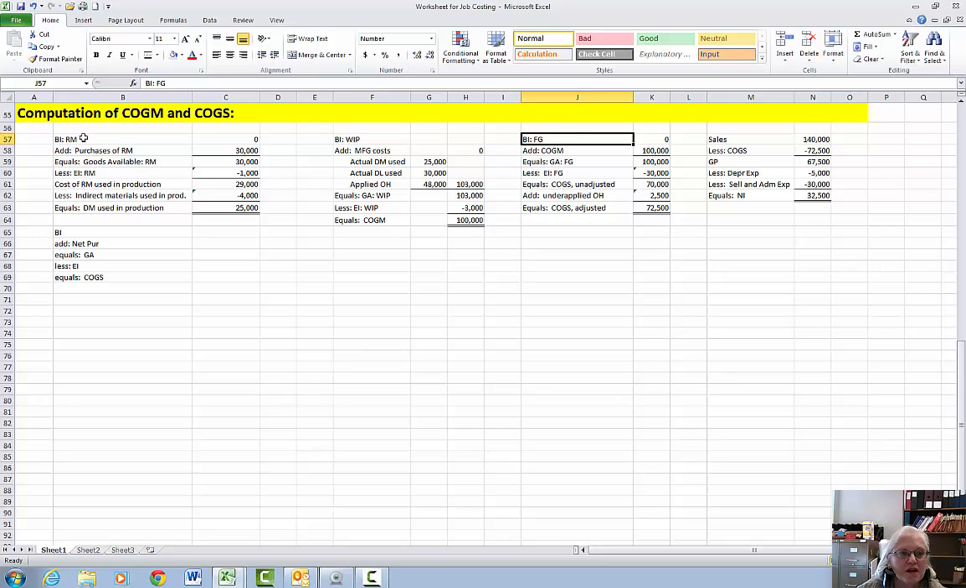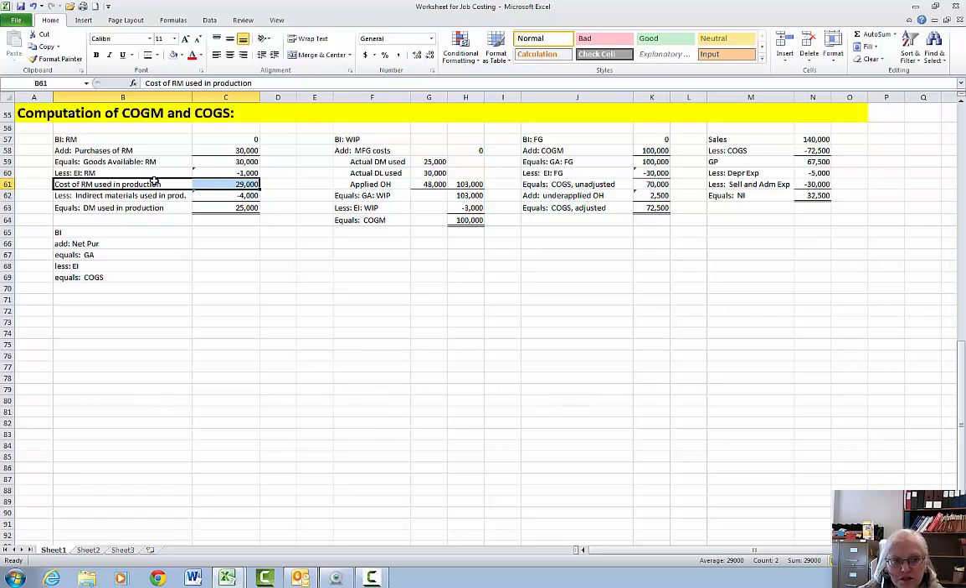Okay, so we're going to start with the beginning inventory of raw materials, new company, zero beginning inventory. We do purchase our raw materials, so we're going to add the net purchases of raw materials. From our journal entries, we saw it was $30,000. 0 plus $30,000 is going to give me the goods available. If we run a T account for raw materials from the journal entries above, we'll see that we have $5,000 left. So that gives us the cost of raw materials that we used in production.